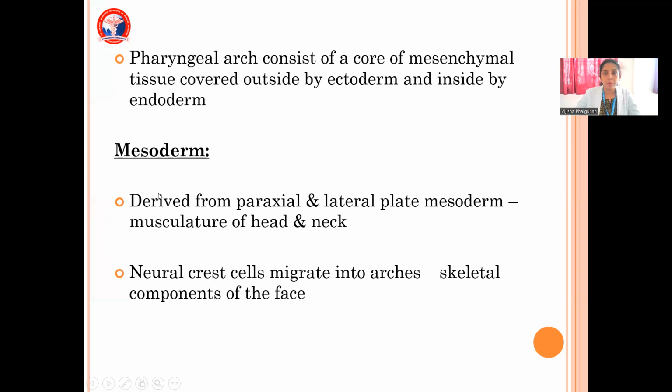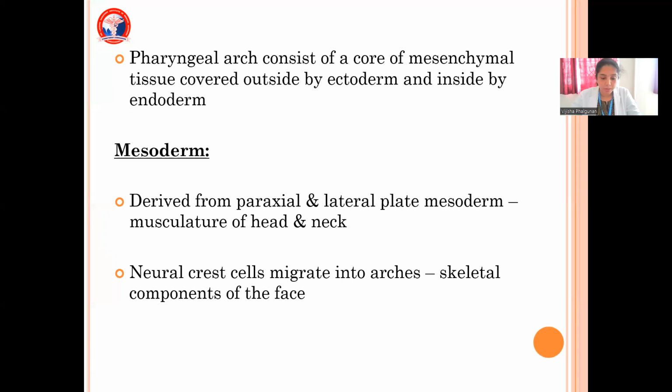Something about the mesoderm here. Mesoderm is derived from paraxial and lateral plate mesoderm. The paraxial and lateral plate mesoderm will give you the musculature of head and neck. Whereas the skeletal components of the face are derived from the neural crest cells, which migrate into the arches.